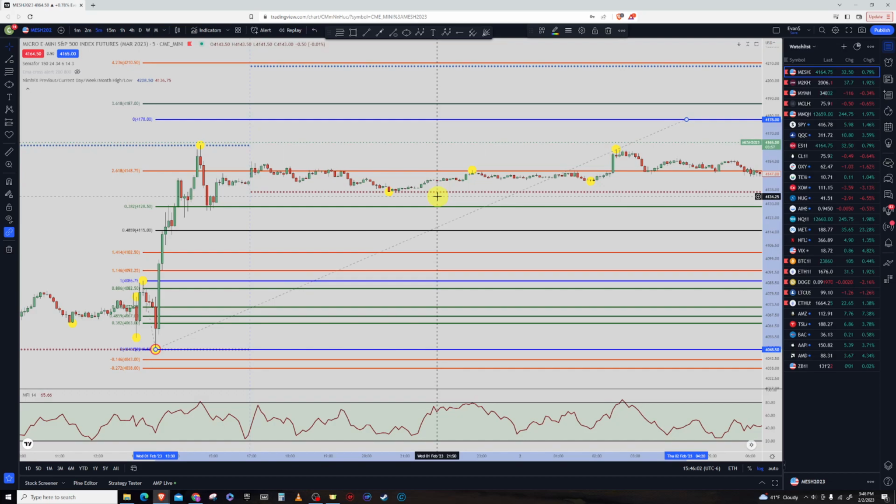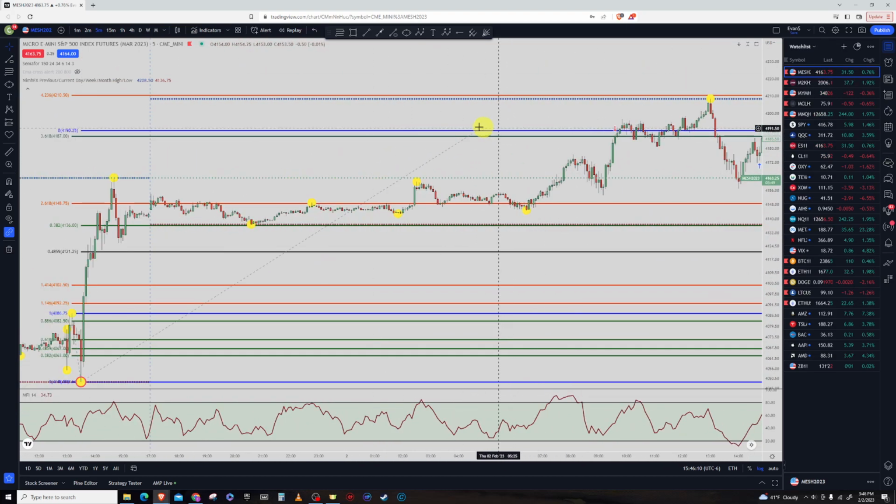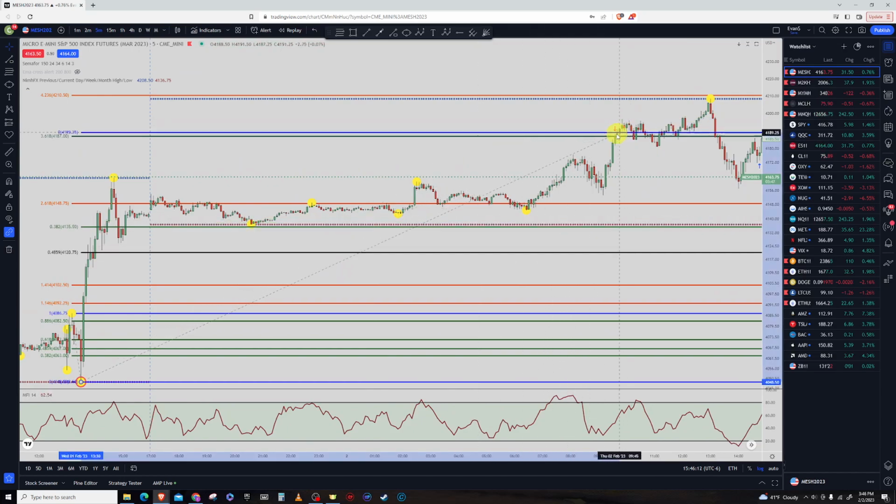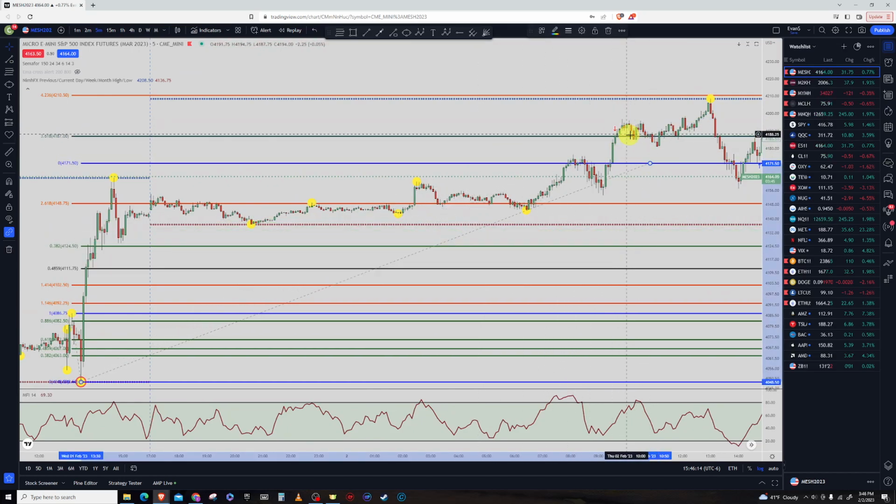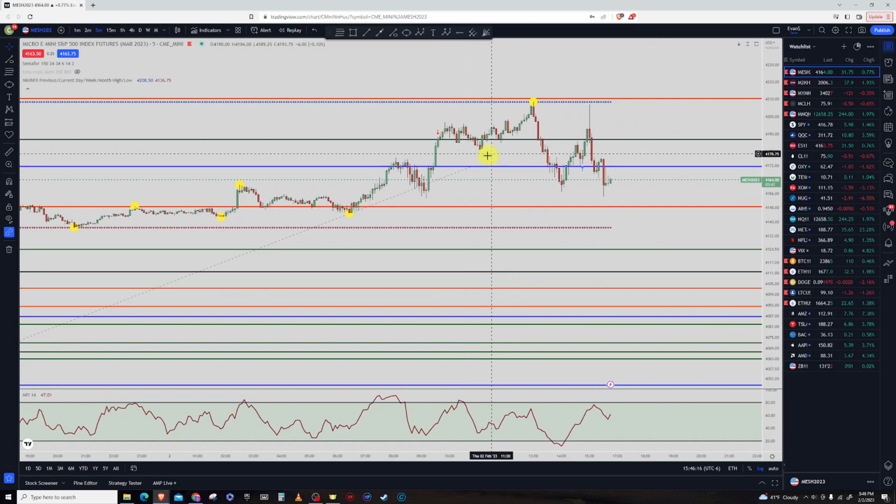Obviously every move eventually is going to have a pullback, and this shows that the market is really overextended and we are looking for the pullback to happen. So price kept on going up, up, up, and up. And you see right here, it's the 3.618 level. That's actually where I got in today.